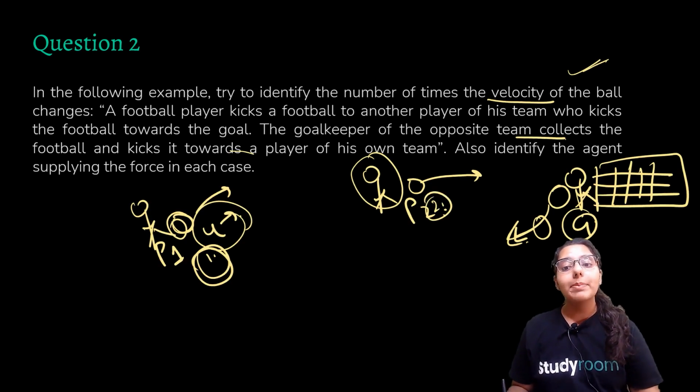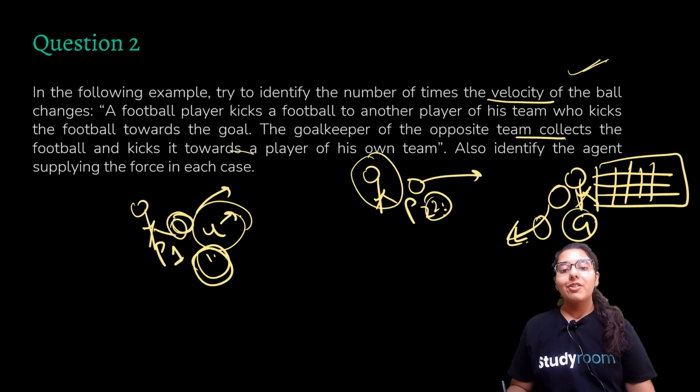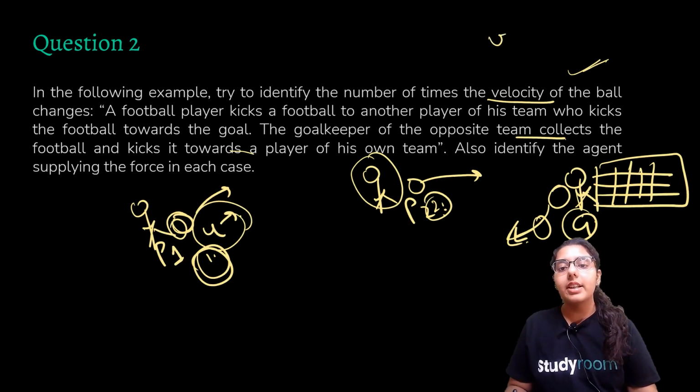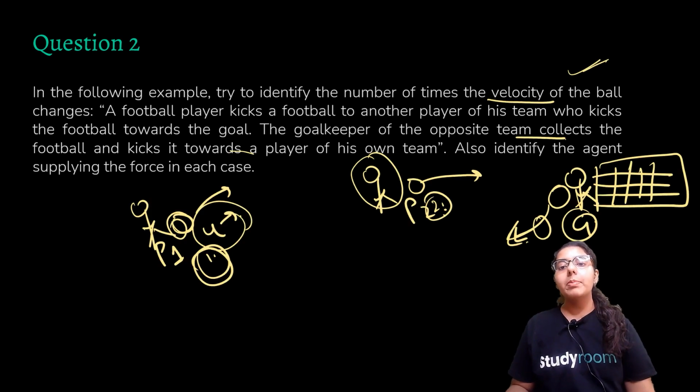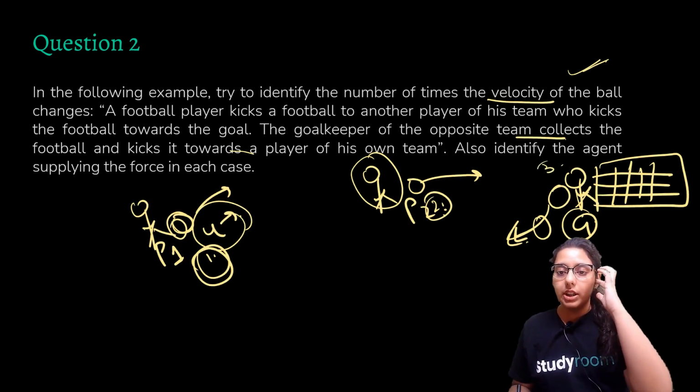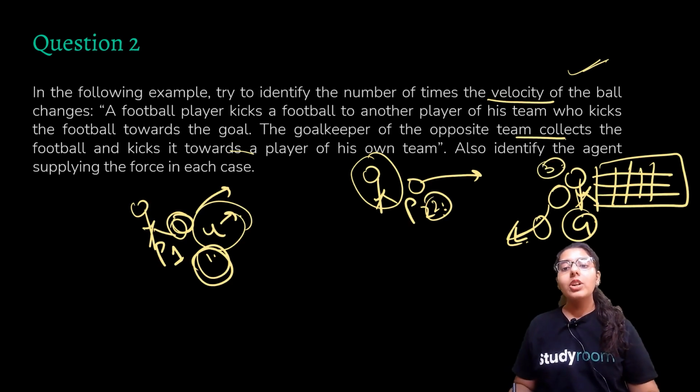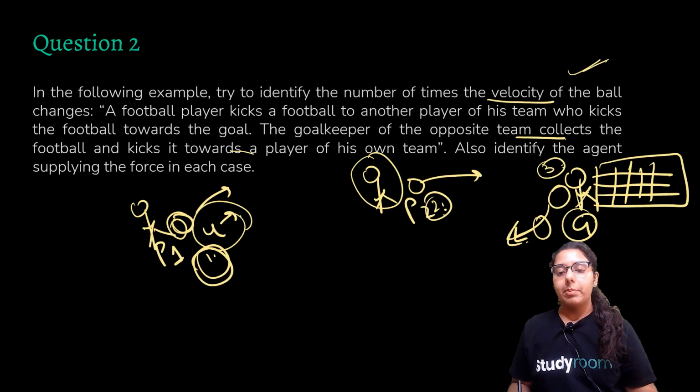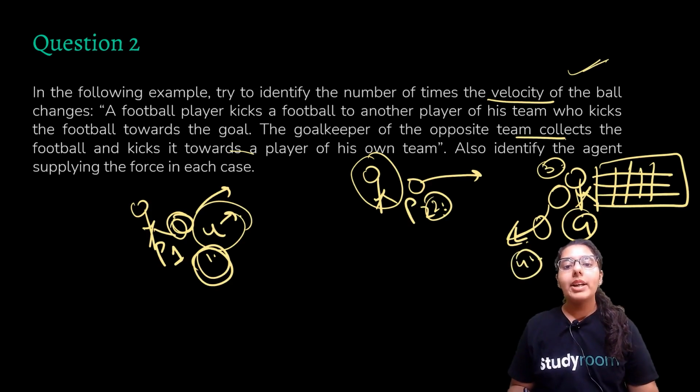Now your goalkeeper stops the ball. When your goalkeeper stops the ball, then also your velocity changes, right? It decreases, and the goalkeeper brings the velocity of the ball to 0 to stop the ball, right? For the third time. And for the fourth time, the goalkeeper again kicks the ball towards his own team member, right? For the fourth time. So what do we see? How many times does the velocity of the ball change? It changes 4 times.